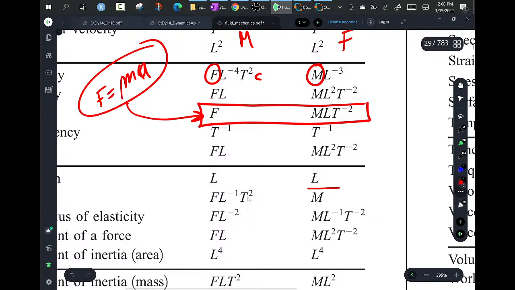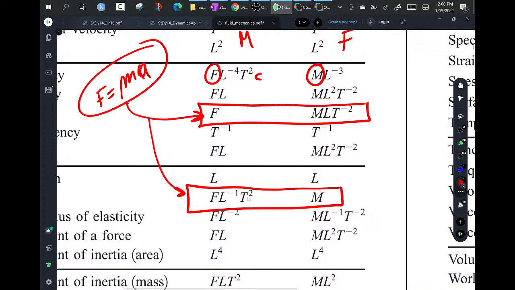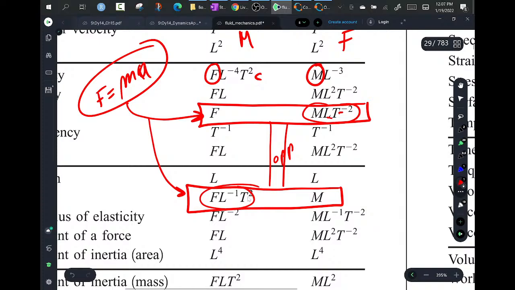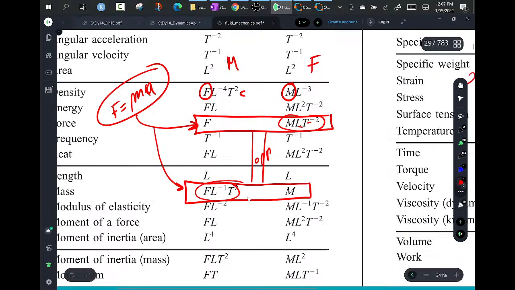But guess what? F is equal to ma is also this, but what you did is you moved the length and the time over to the other side. These are exactly opposite. If you have a force over here, you want to get rid of it, you replace it with this. If you have a mass over here, you want to get rid of it, you replace it with this. It's that simple. I hope that makes sense to you.